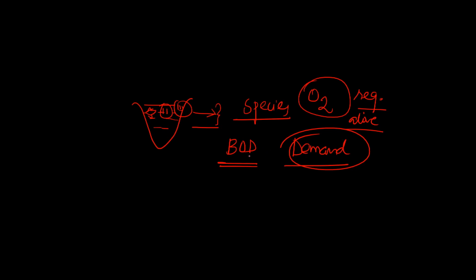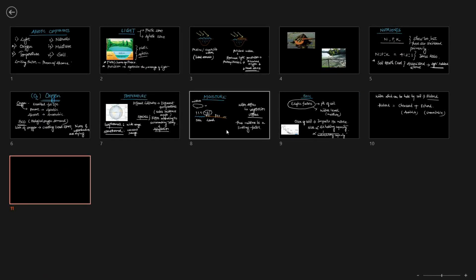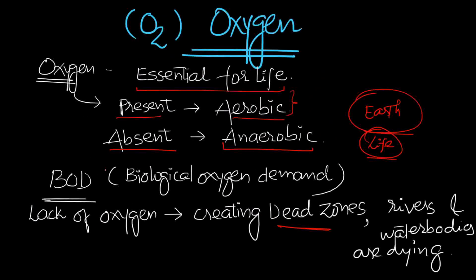Otherwise the dead zones, the concept we all earlier saw, will be created, and that is a very harmful thing for the ecosystem. And that is how the presence and absence of oxygen does matter, and that is how oxygen also is a limiting factor and an important abiotic component in the ecosystem.